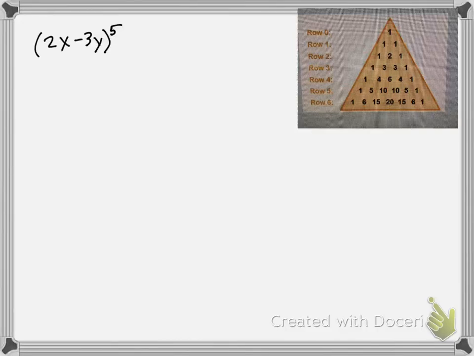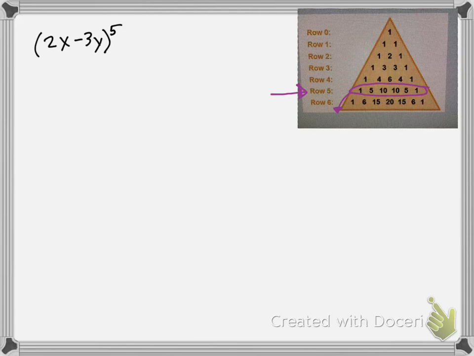Alright, we're going to be expanding (2x - 3y)^5. So the very first thing I do is look at the exponent, because that tells me which row I'm going to be looking at. Row 5. So these are my coefficients. And again, you could find these coefficients by using the combination formula.